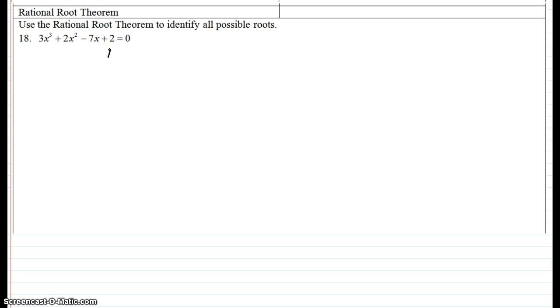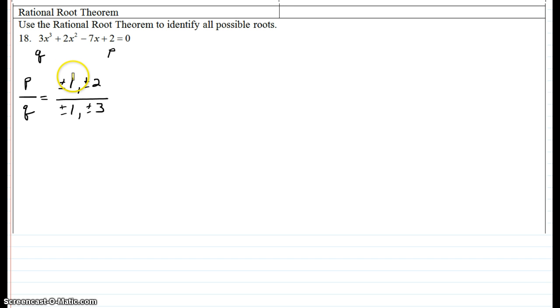And so this is going to be P, this is going to be Q, and so we're going to take all the factors of P over all the factors of Q. And so P is nice and easy, it's just plus or minus 1, plus or minus 2. Q is plus or minus 1 or plus or minus 3. And so now we're going to write all our possible factors.